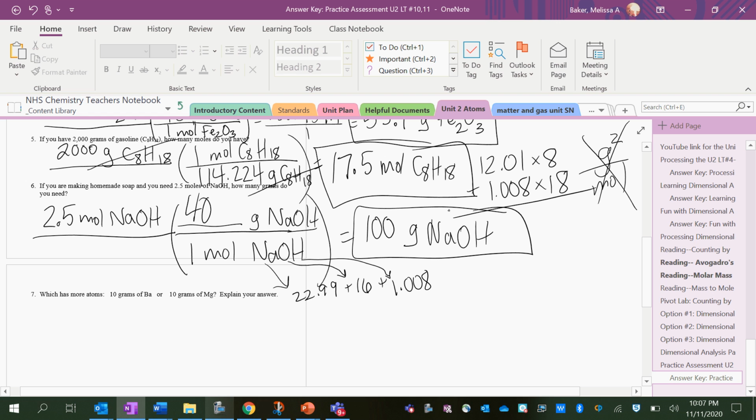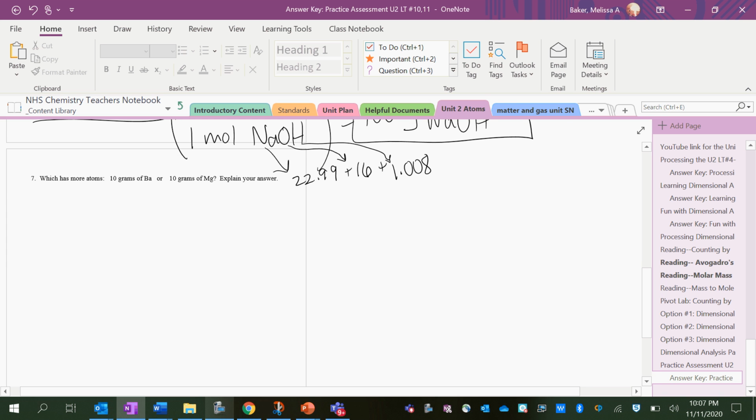And you might have gotten this feeling already that, like, you know, rounding differently is not going to mean that you get the question wrong. The setup is what's most important. Okay, one more question. Which has more atoms, 10 grams of barium or 10 grams of magnesium?